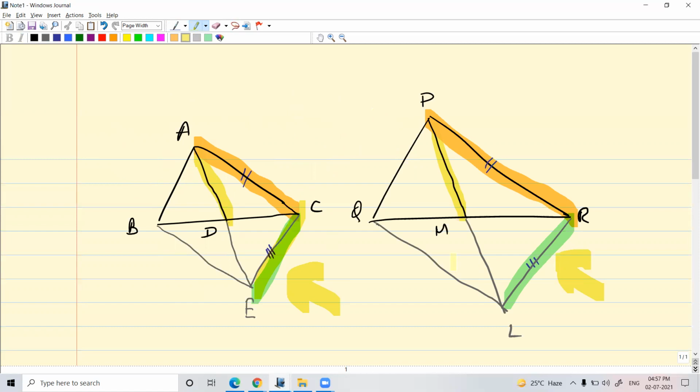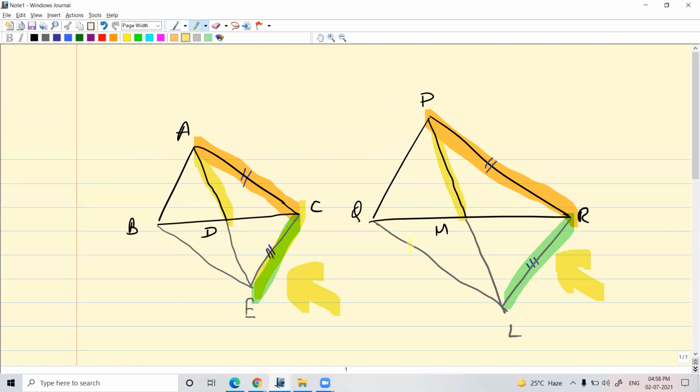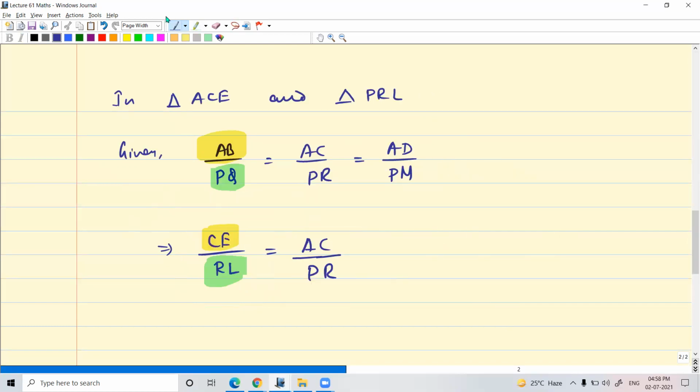Straightforward, very simple. But I need one more thing. I have got S and S. AC by PR, let's write it down. So these two are equal. So I've got one S, another S, but I need one more ratio, either a side or the angle between the two, to make it similar. But I don't know anything about the angles over here, but proving that AE by PL is also equal to the ratio is very, very easy.